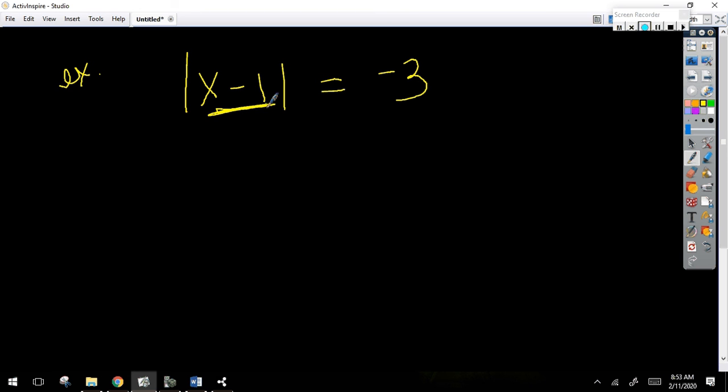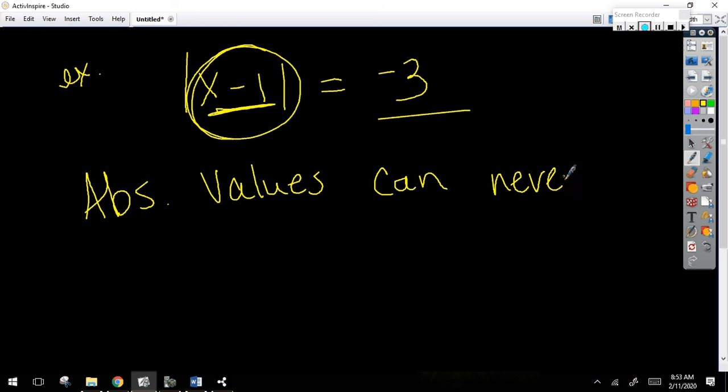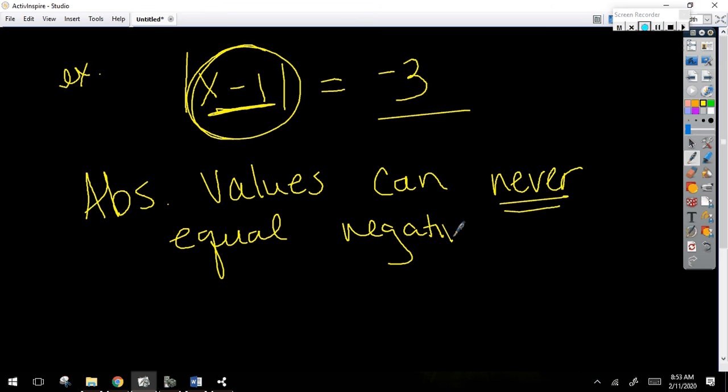Those absolute values are going to force positive. There is nothing that you can plug in here that is going to make you get a negative. Nothing. Unless there's a negative outside. But if there's nothing but absolute value, there's nothing. So absolute values can never equal a negative. Okay?